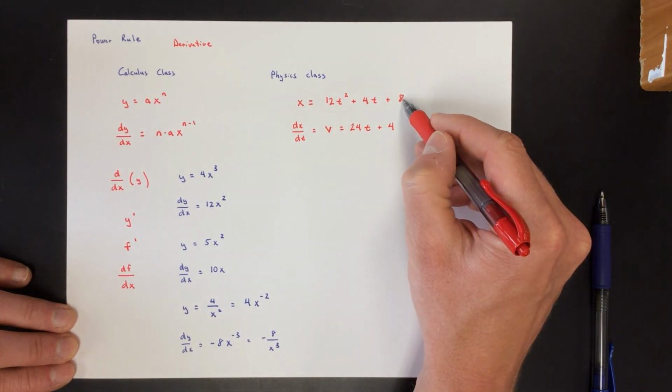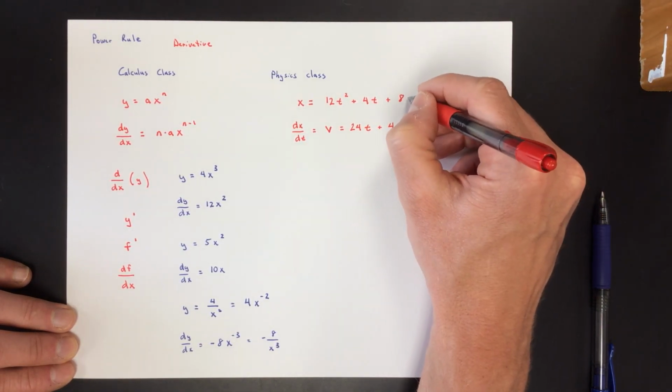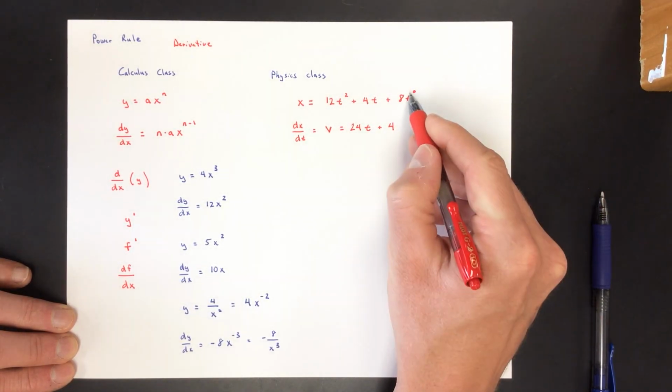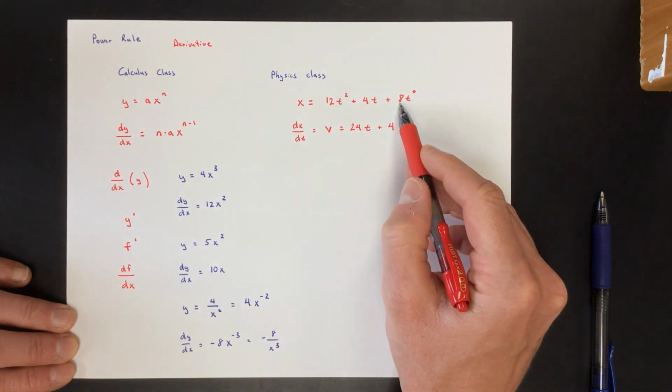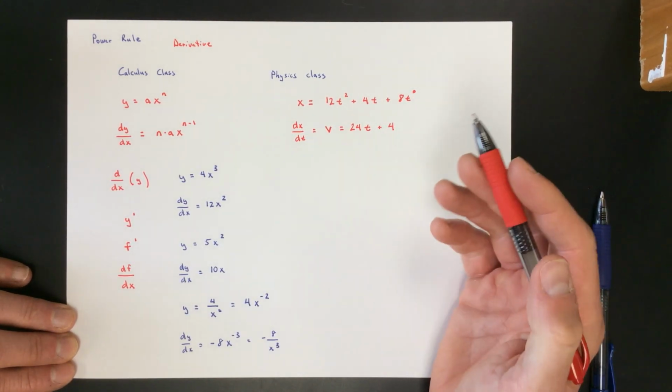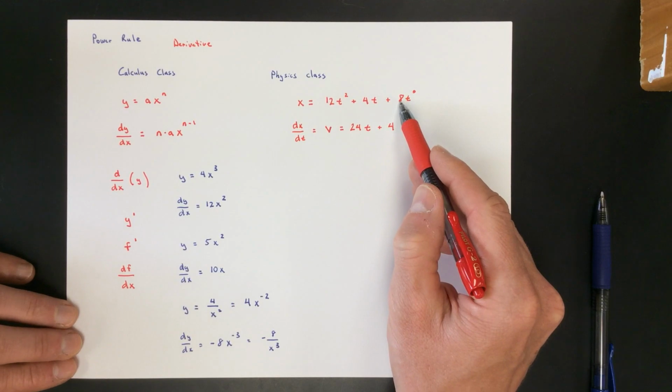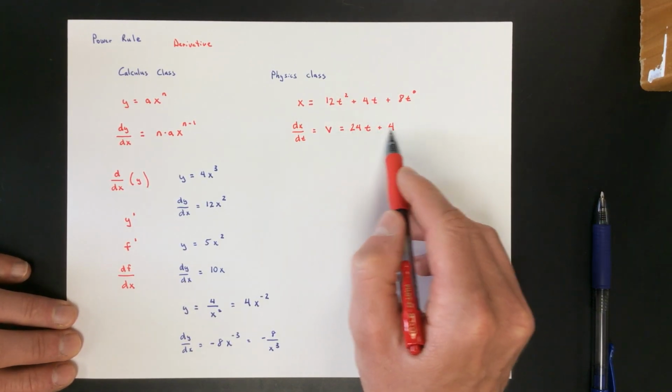What's the derivative of 8? Well, you don't have to, but you can think about the fact that this is t to the 0 power. And so if you bring that power down, the derivative of 8 is just 0, which also makes sense. What's the rate of change of a constant? Nothing. So of course this doesn't have a derivative. And so you have this.